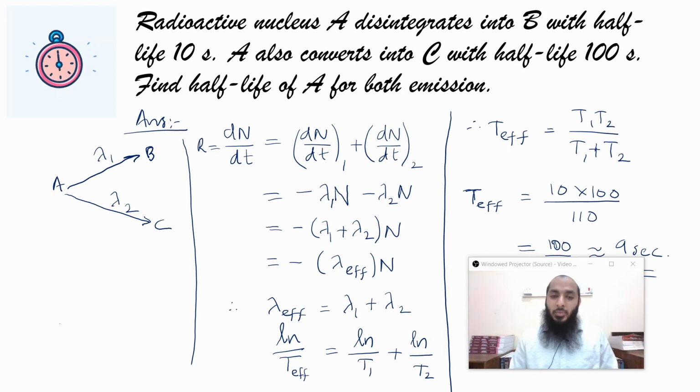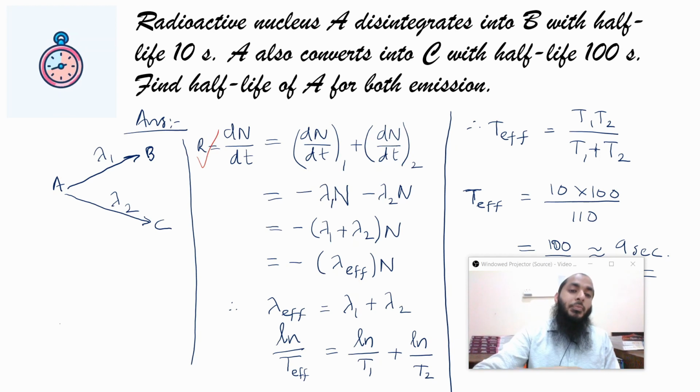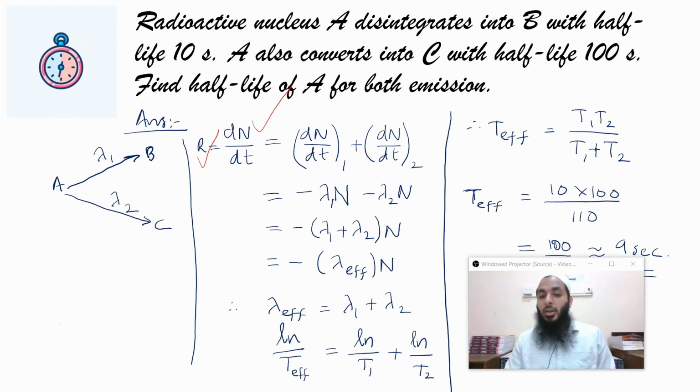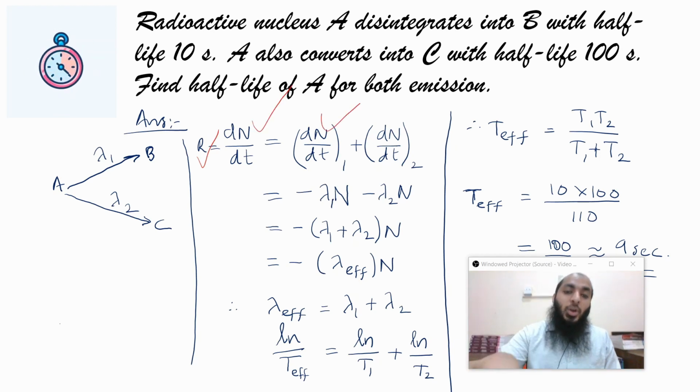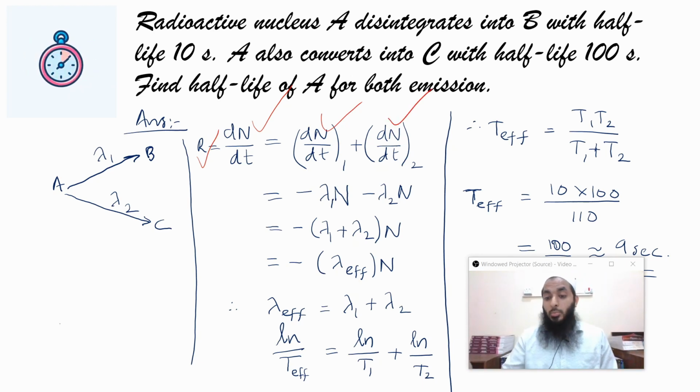That's just an example. Now every second there will be some amount of atoms decaying, which is called the rate of decay, and the rate of decay is given by dn by dt. So dn by dt is nothing but the sum of the decay rates to both B as well as C. This is the rate at which B is produced. This is the rate at which C is produced. So the total rate is equal to the rate at which B is produced plus the rate at which C is produced. You can think of it like this.